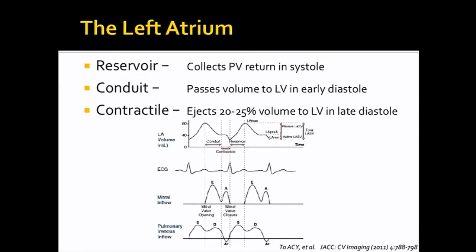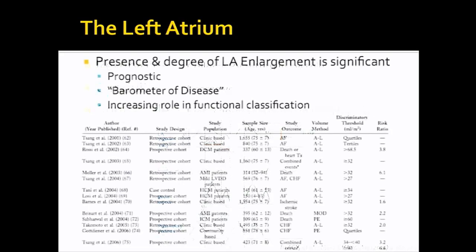Briefly, the left atrium. You don't need to know this, but I included this just to show you. It's a good study aid to think of the various phases of the mitral valve flow as well as the pulmonary venous flow. The left atrium has basically three functions. It's a reservoir: during systole, it collects the pulmonary venous return. It is a conduit in early diastole, and it is a contractile chamber in late diastole during atrial kick, where 20 to 25% additional volume is pushed into the left ventricle.